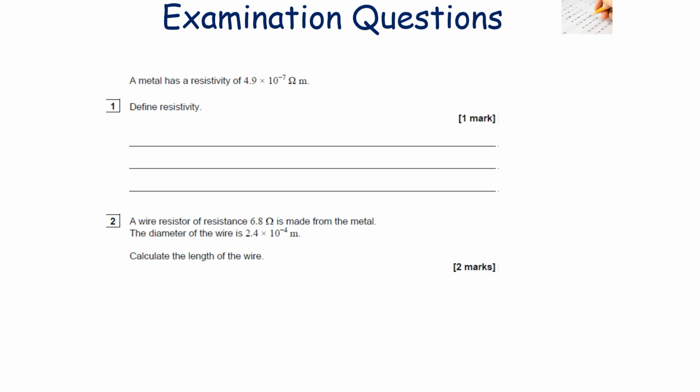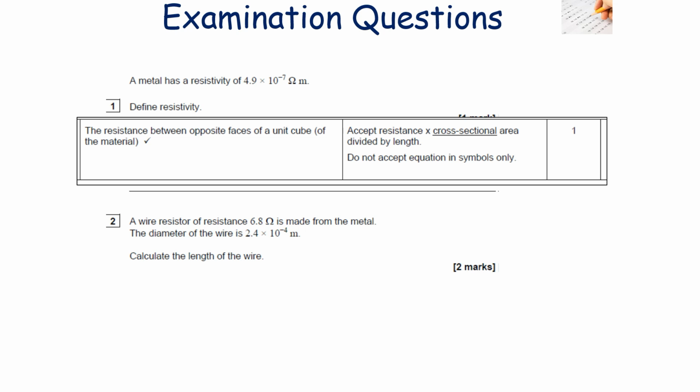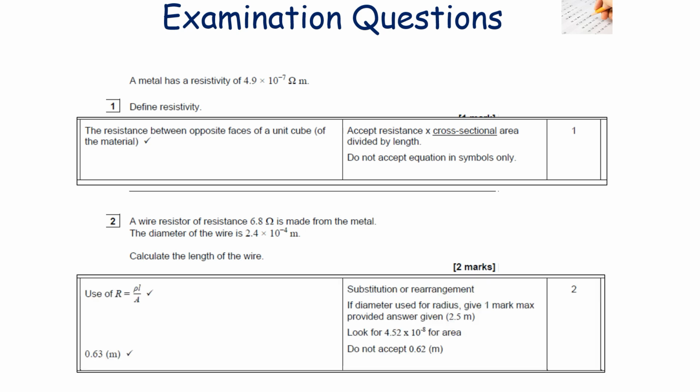Right, in our first question, you've just got to know what the definition of resistivity is. You've just got to learn it. So resistivity is the resistance experienced between opposite faces of a unit cube of a material, or you could say it's the resistance times the cross-sectional area over the length, or you could say it's the amount of resistance that a material would have per meter that the charge carrier would travel through that particular material. Now, in our next question, you would say that resistance is equal to rho L over A.